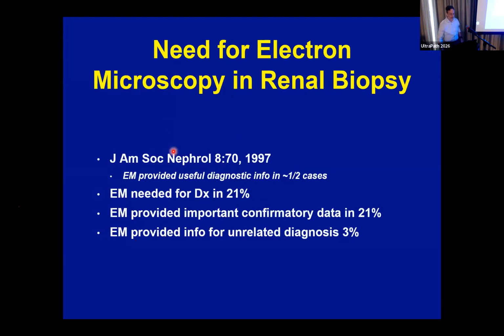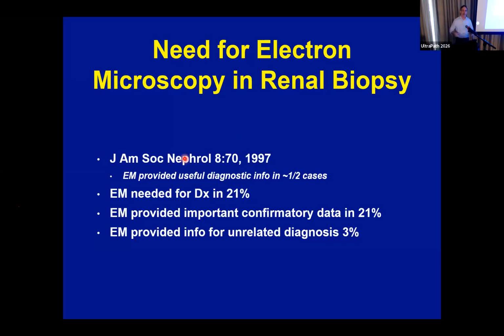This paper here was written by Mark Haas almost 30 years ago, where he really did a great job of not only making the argument that EM is incredibly useful in renal biopsy interpretation, but really quantified exactly how often it is useful. And it turns out in at least about half the time, EM provides useful diagnostic information.